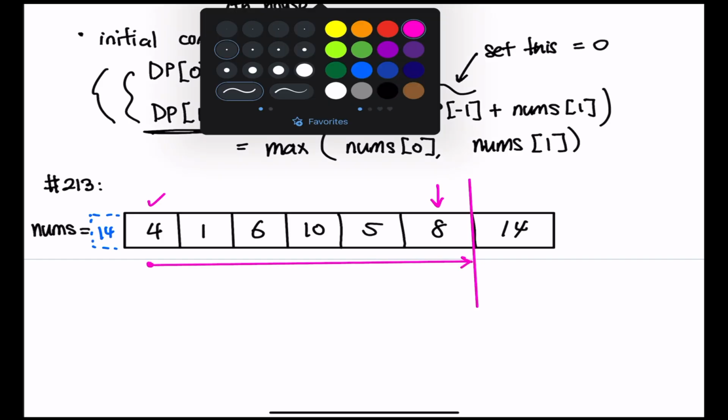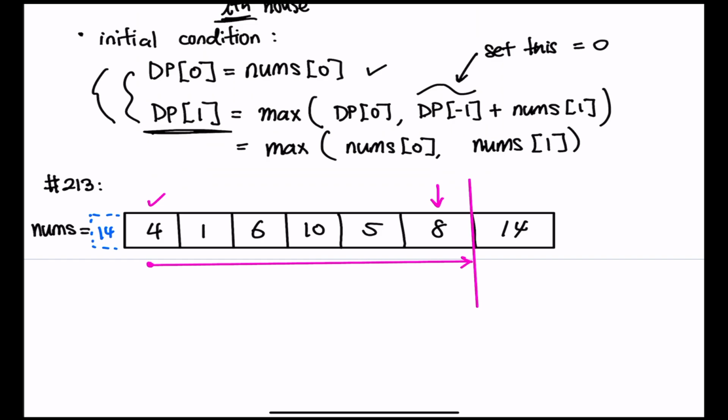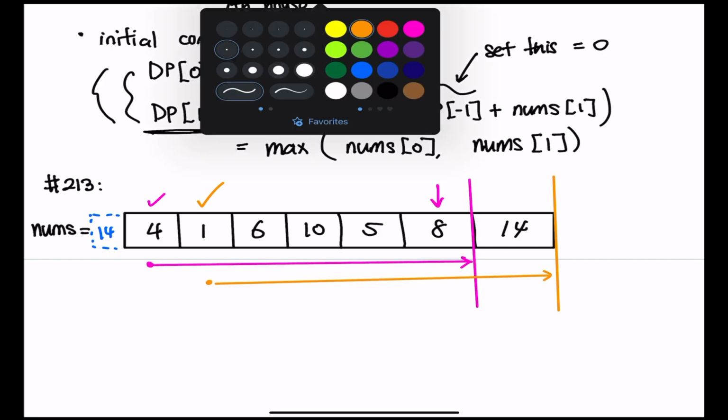Okay, now we have another case to consider, right? So that would be this one. If we start at this position, say this one, then the maximum we can go is until this guy. This is what we have, and this is how much we can go. And that's pretty much it for this problem.